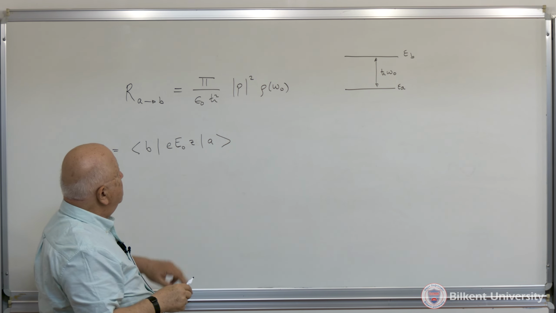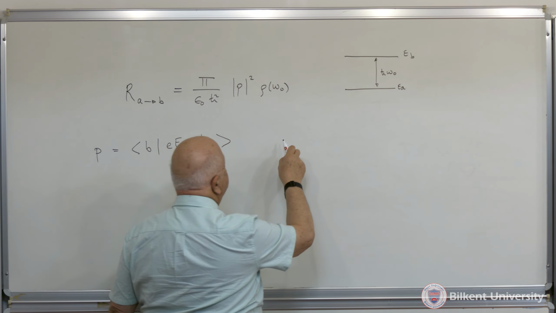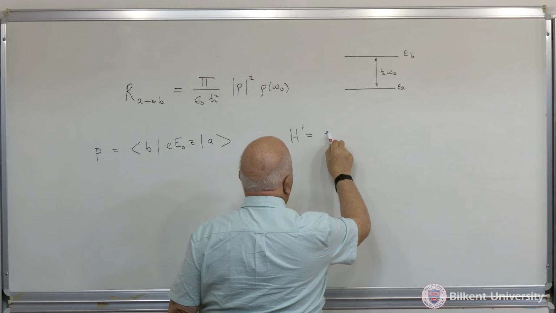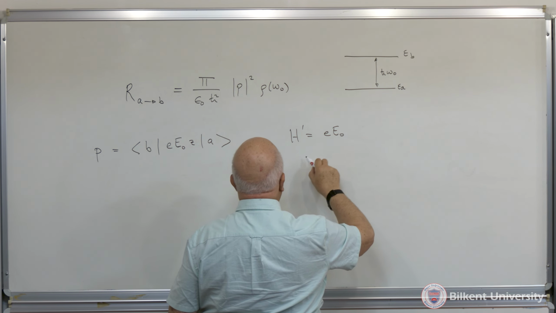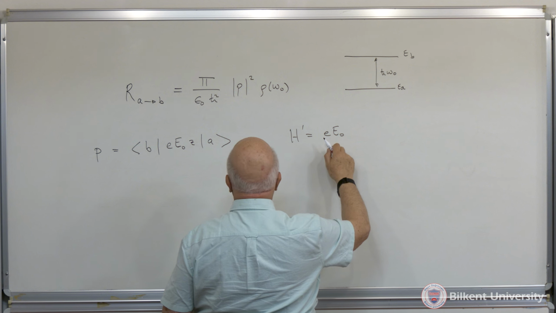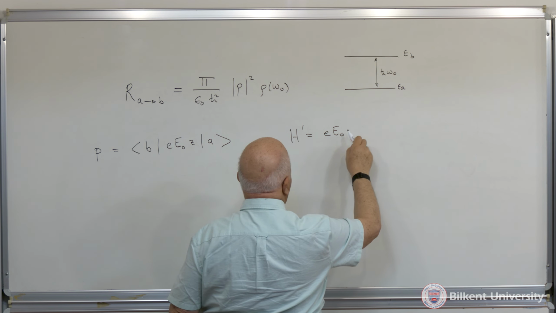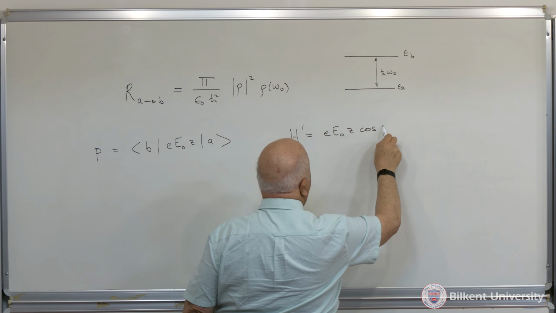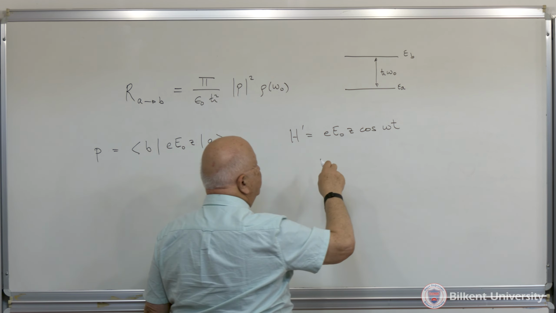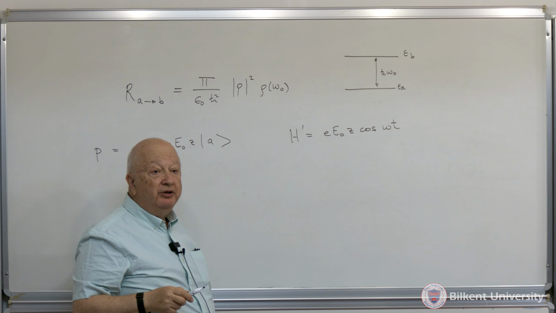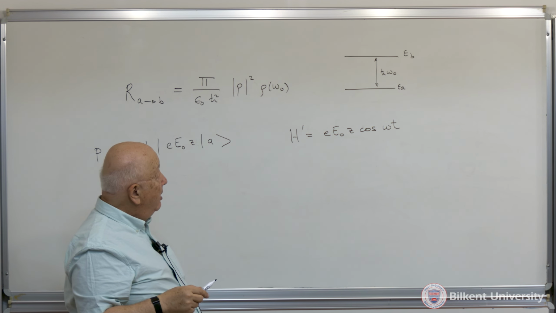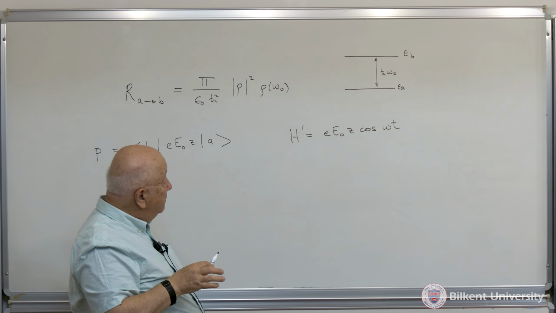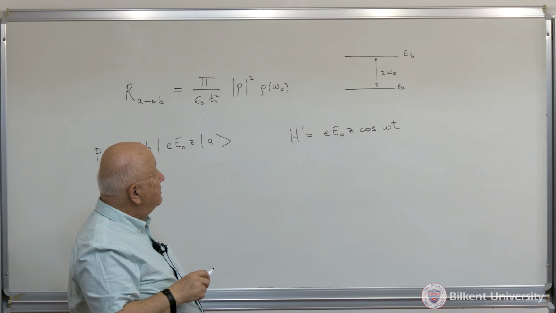So this is the form that we used. Why did we use this? Let's go one step back. We had this H prime, which we said is going to have the form E0 times Z cosine omega t. So that was the time dependence associated with the potential. Now, there's a slight problem with this.